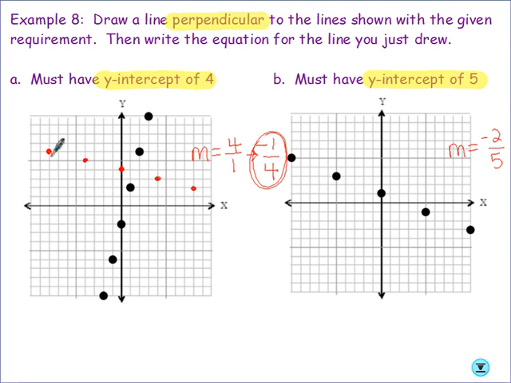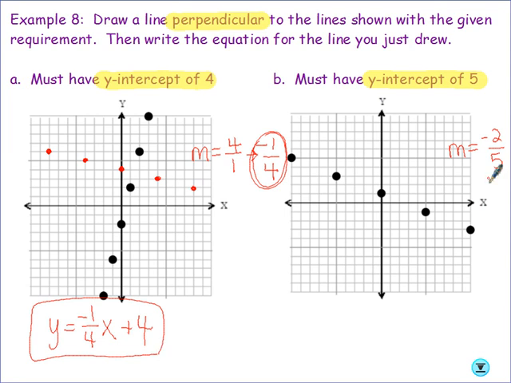Final part, writing our equation. Y equals. Well, the first thing we need is m. We're using the circled m. So negative 1 over 4x. We need the y-intercept. It is right here. It is 4. That one is done.